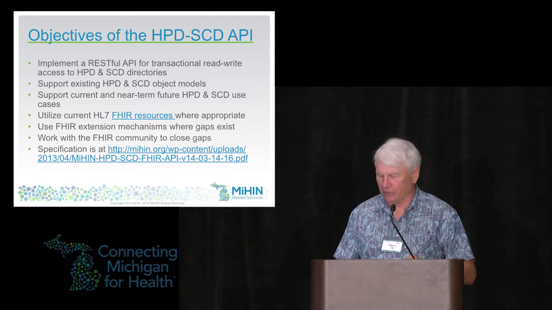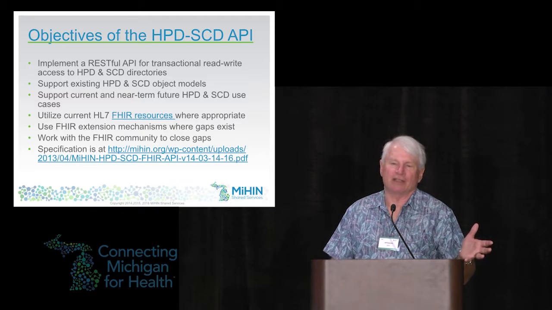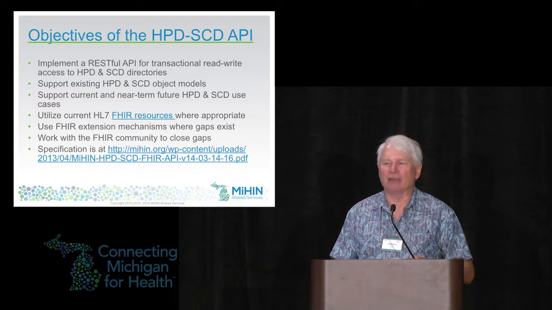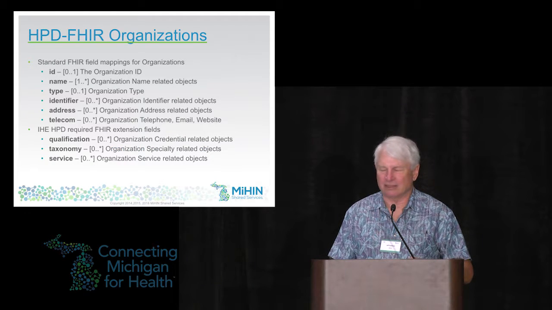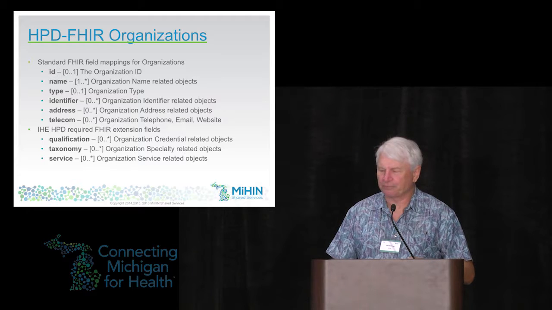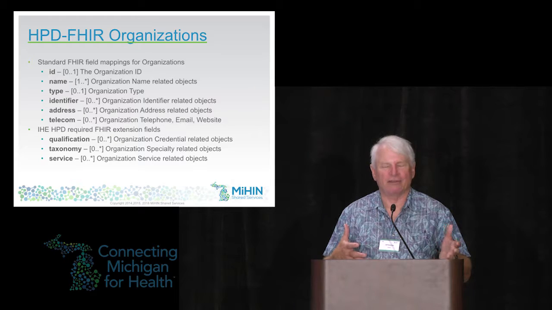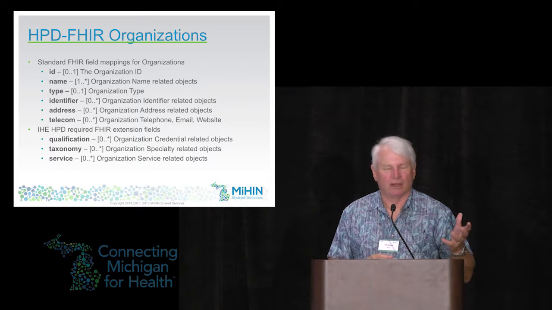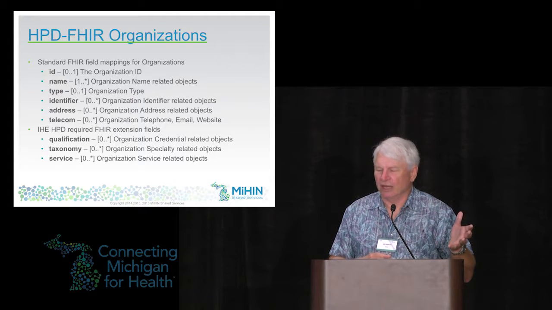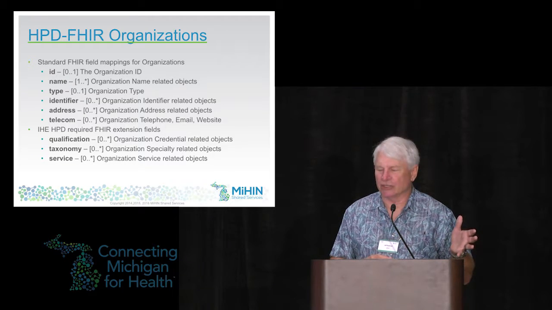So we found we needed to take advantage of some of the extension mechanisms, but we could use a lot of the existing FHIR resources and FHIR APIs, and we didn't have to invent something when we had a nice definition to use. And so we basically did a profile on the FHIR definitions, for example, an organization. Here are the standard fields in a FHIR organization from that resource, and then we found we needed a couple of extra things that we had to do as extensions.